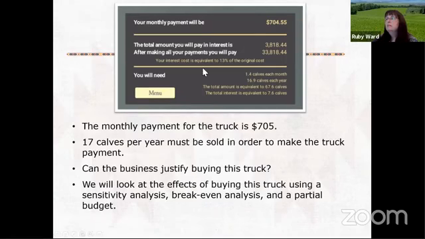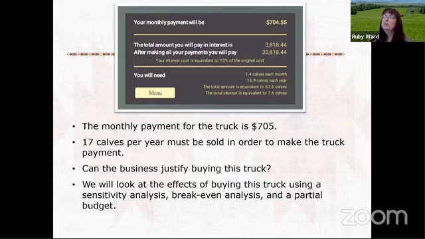The fun part is that this "you will need" section at the bottom puts it in terms of whatever we said was our item. In this case, we said calves were our item at $500 apiece. So that payment is the same as 1.4 calves each month, or 17 calves each year, 16.9, but that's 17 calves each year. Then you can ask yourself, what is buying this truck worth me having 17 calves to just make the payments on this? Where am I going to get the 17 calves? Is this going to be worth it for me?